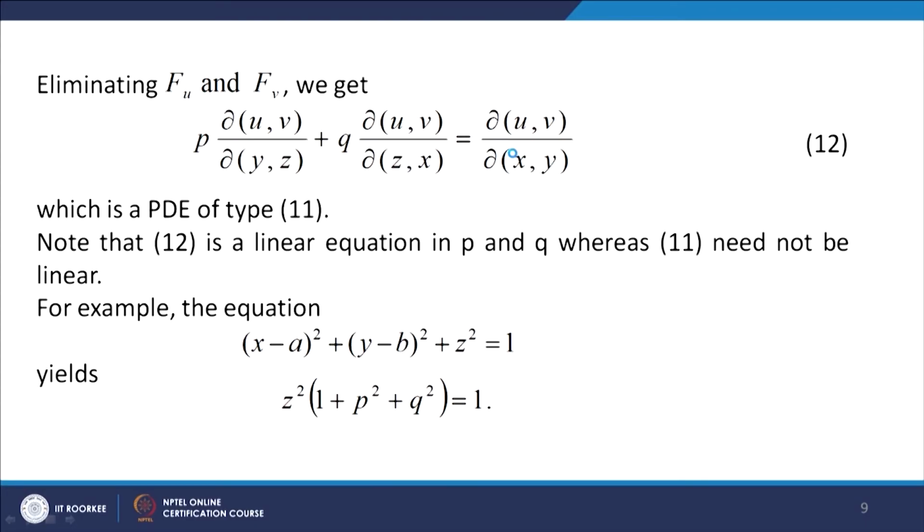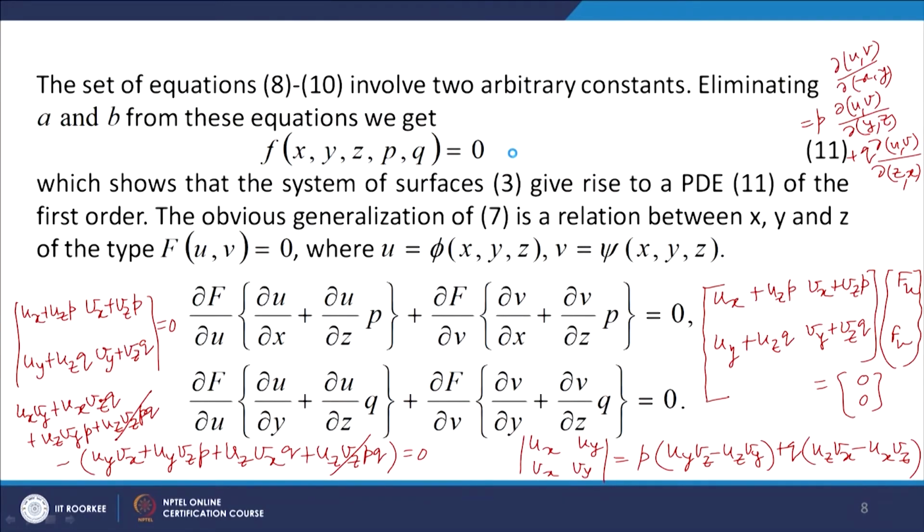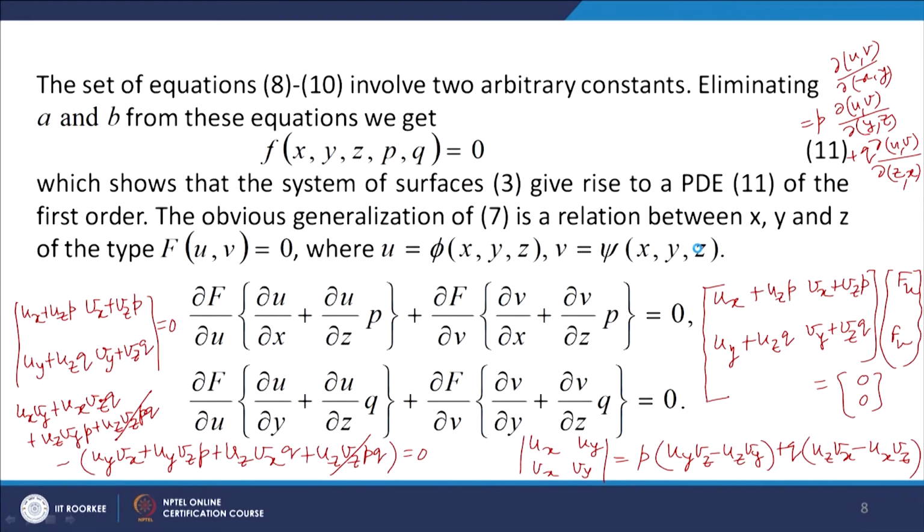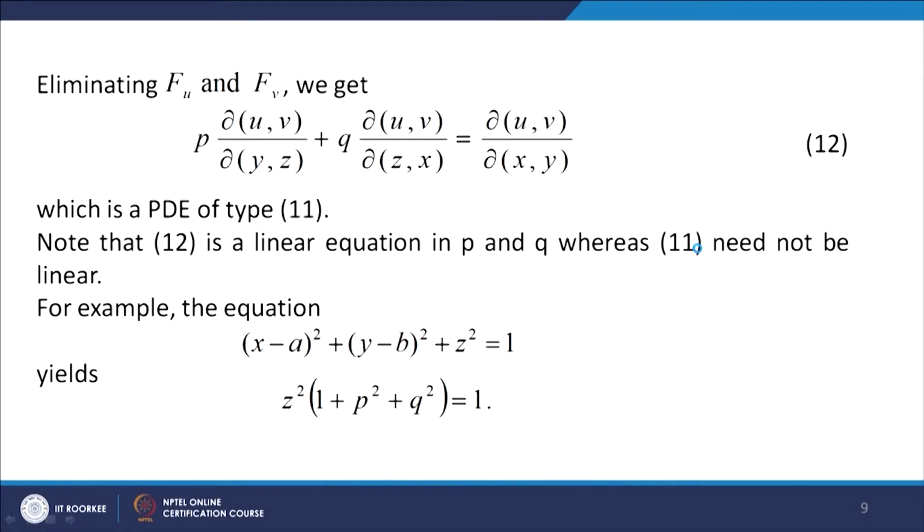We can see this is a PDE of this type, f(x, y, z, p, q) equal to 0. We have p and q of the first degree, and their coefficients are functions of x, y, z. So, this is a PDE of the first order, and it is of the type f(x, y, z, p, q) equal to 0. Now, this is a linear equation in p and q. You can see that p and q occur in the first degree, whereas in the equation 11, the p and q need not be of the first degree.